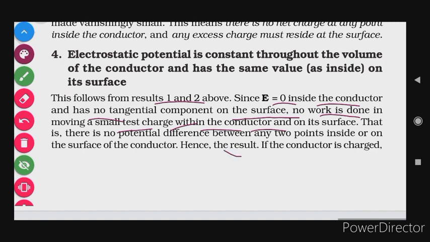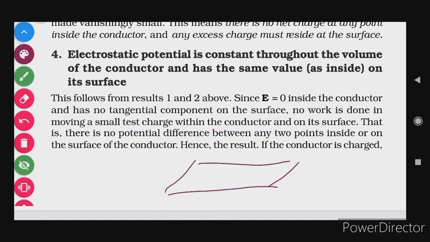I'll take a plain conductor, suppose this is a cuboidal conductor. Suppose this is a charged conductor; the electric field should be normal. Even if it is not charged, it doesn't matter, the electric field should be normal, because otherwise, as you will see in the second point, there will be current. And we are talking about electrostatics.